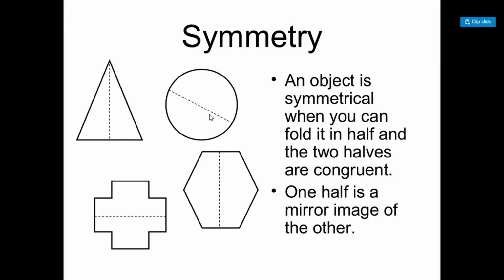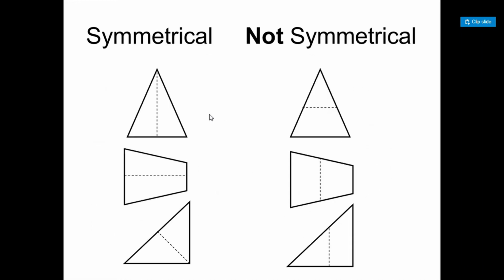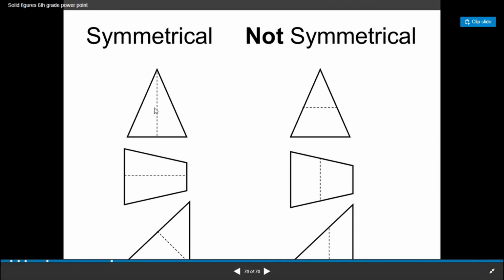So when we say symmetry, it's an object. An object is symmetrical when you can fold it in half and the two halves are congruent to one another. These are examples of symmetrical figures wherein if we cut them in half, both sides are equal in length. This one also, and this one also. These figures are not symmetrical because if we cut this one this way and fold it, they will not fit. Once they will not fit, then that figure is a non-symmetrical figure.